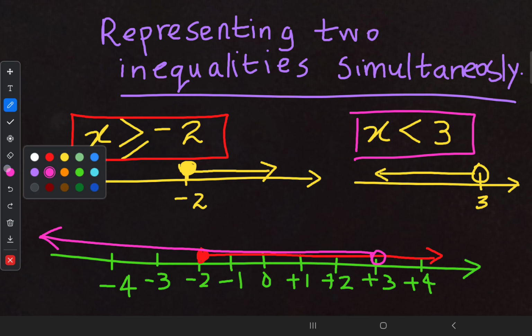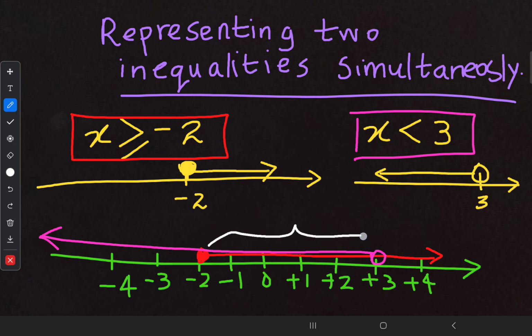Two inequalities together means we need to find the resultant region, the region which satisfies both of these conditions. x should be equal or greater than negative 2 and x should be less than 3. When you look at this particular region, it satisfies both conditions. This one satisfies this inequality and this one too.